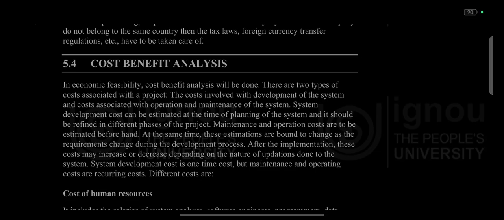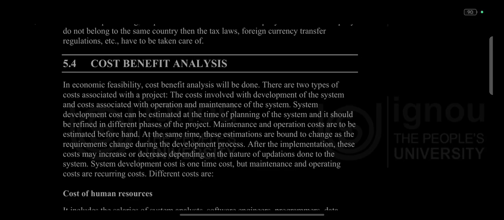Maintenance and operation costs are to be estimated beforehand. At the same time, the estimates are bound to change as the requirements change during the development process. After the implementation, these costs may increase or decrease depending on the nature of updations done to the system. System development cost is a one time cost, but maintenance and operating costs are recurring costs.